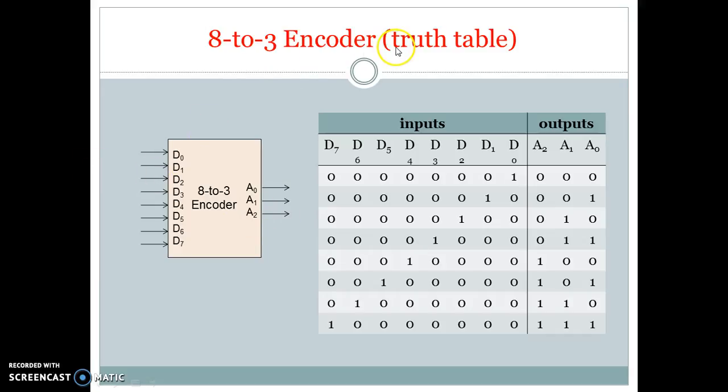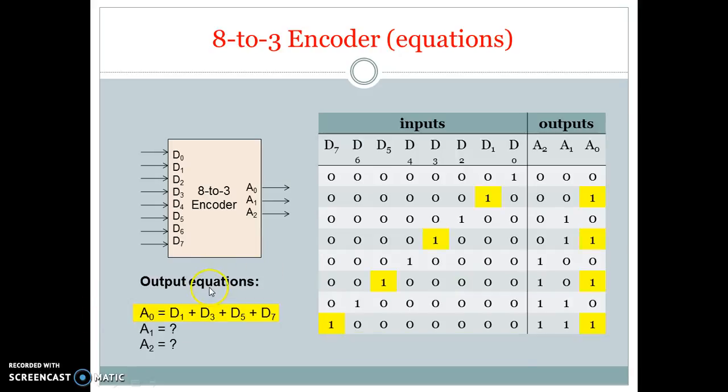So this is the 8 to 3 encoder. 8 to 3 means a maximum number of inputs, that is an 8-bit input, and 3 refers to the three outputs A0, A1 and A2. Among the inputs, only one bit is in the enable condition, and the other bits move to the disable condition. The output for the corresponding input is this.